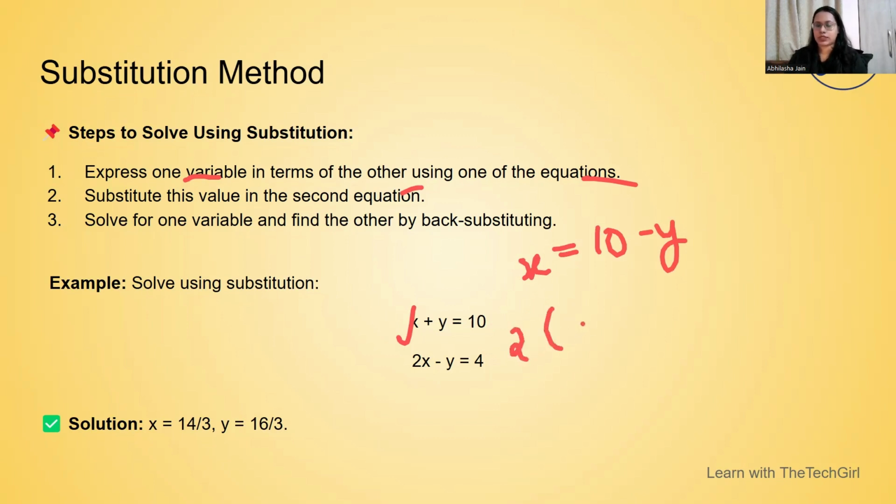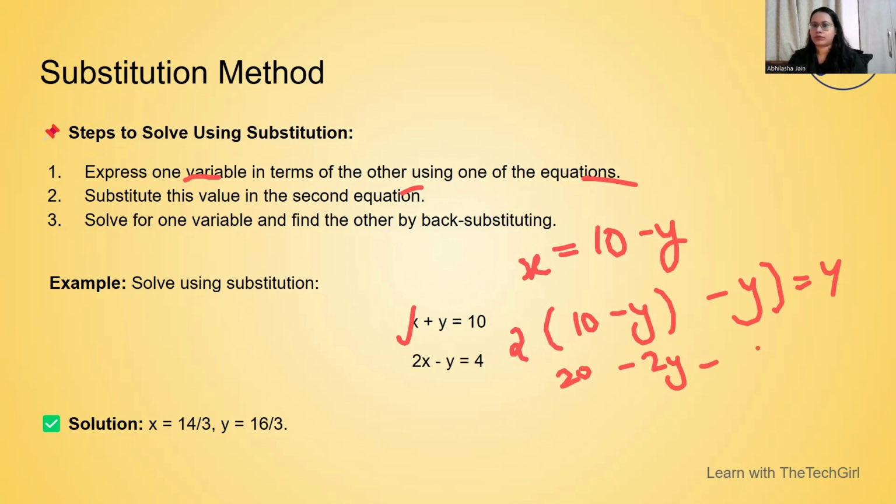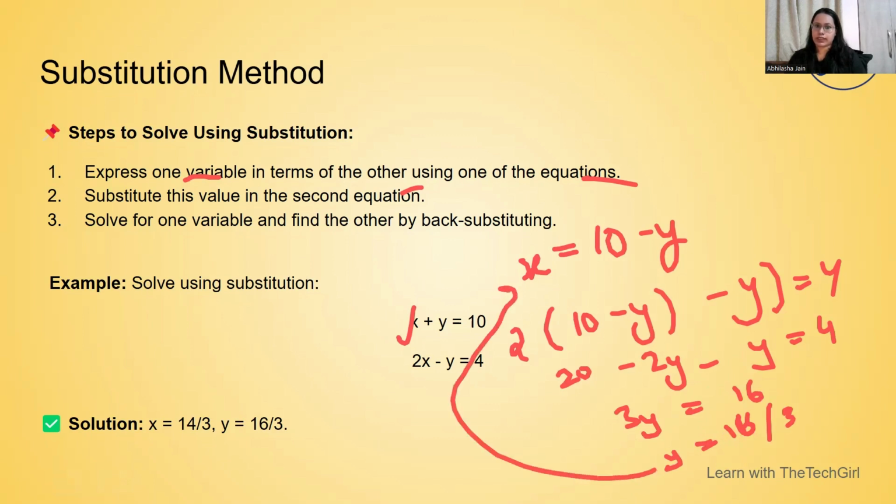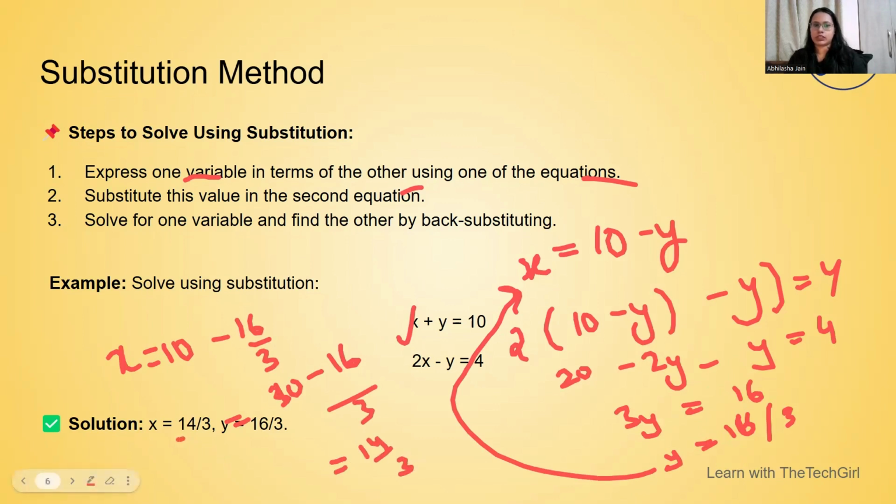So we are going to substitute the value of x as 10 minus y into 2x minus y equal to 4. You get 20 minus 2y, and then you solve for y here. You get 3y is equal to 16 and y is equal to 16 divided by 3. And then you back substitute it. So you put this value of y in the equation in terms of x. You get x is equal to 10 minus 16 by 3, which is nothing but 30 minus 16 by 3, so 14 by 3. And this is your x and y.